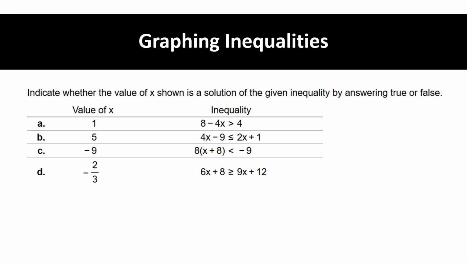We'll begin with a. The value of x is equal to 1, and we have the inequality 8 minus 4x is greater than 4. Our first step is to substitute 1 in for x. So this becomes 8 minus 4 times 1. Is that greater than 4? Following the order of operations, we have to multiply before we subtract. So 4 times 1 is 4. So this becomes 8 minus 4. Is that greater than 4?